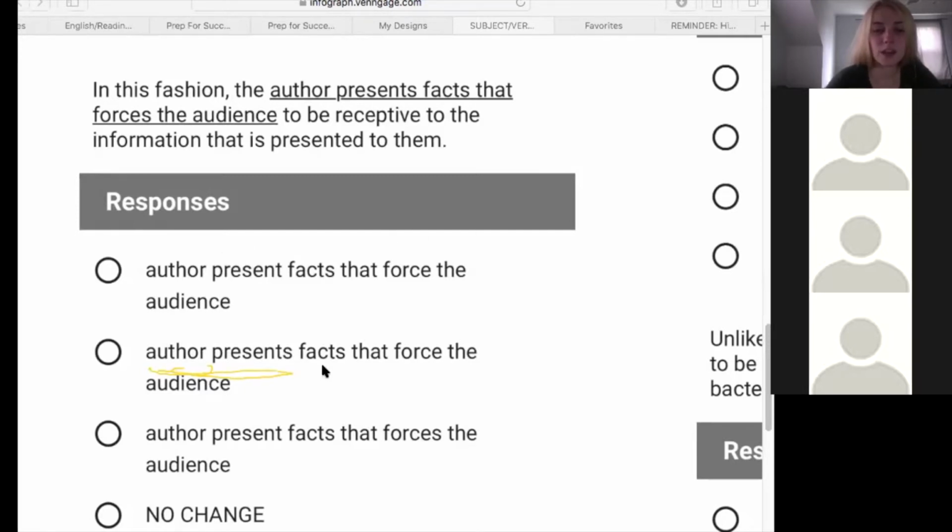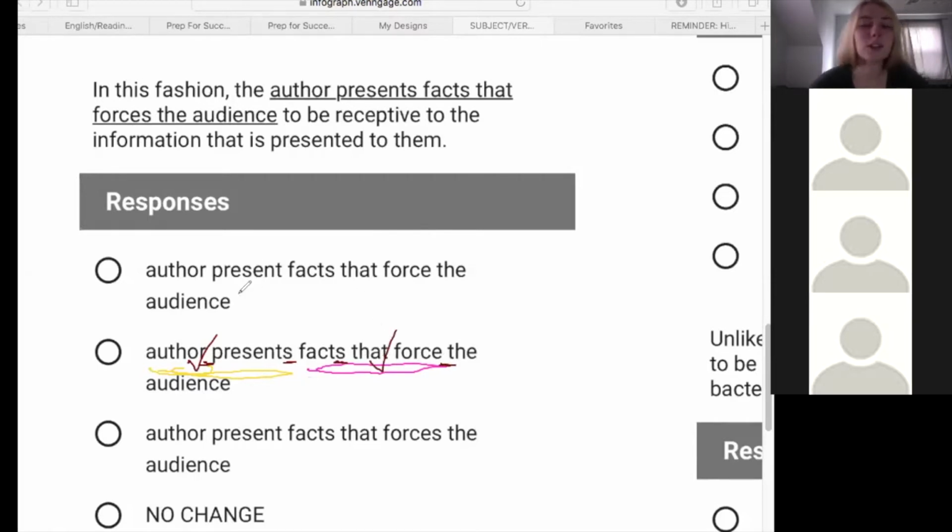Then after that, we have the facts that force, which is another subject-verb agreement. So the big thing here to start off with, the author has no S, presents has an S, which is perfect. Then we have here facts has an S and force has no S, which is great as well.